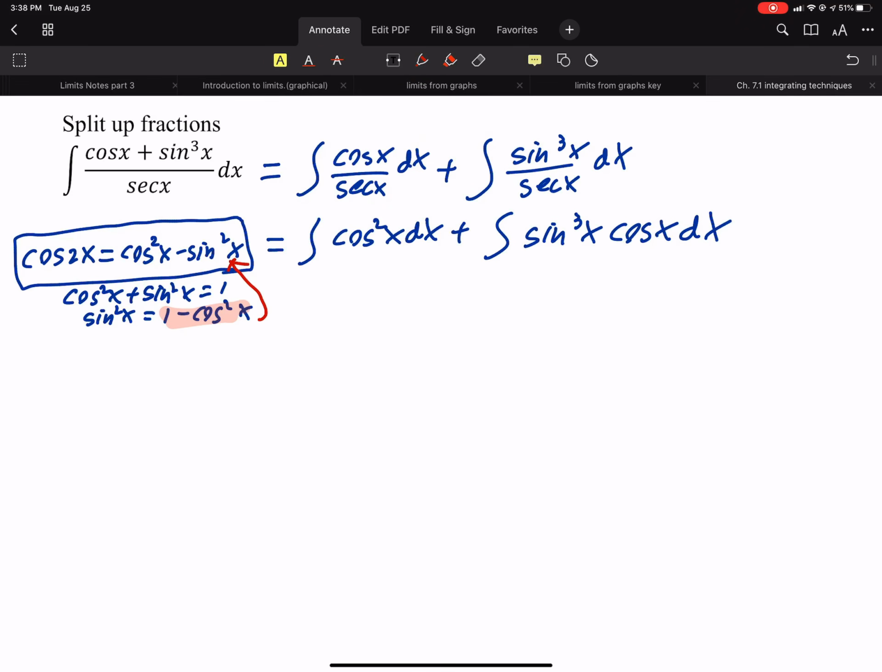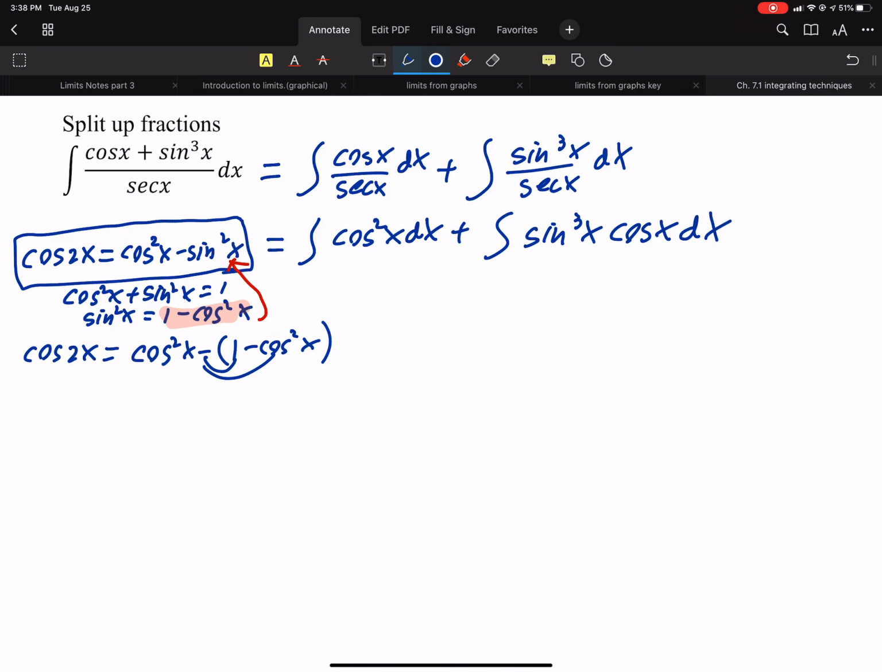And what that will do for us is get rid of the sine, and we'll only have cosines. So we're going to have cosine of 2x equals cosine squared x minus (1 minus cosine squared x). And if we combine like terms and distribute the negative, we get this. It's 2 cosine squared x minus 1.